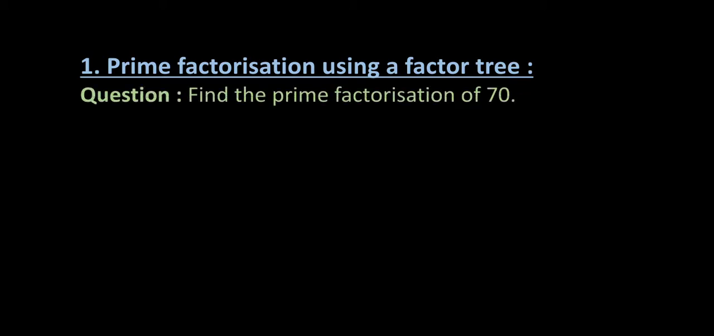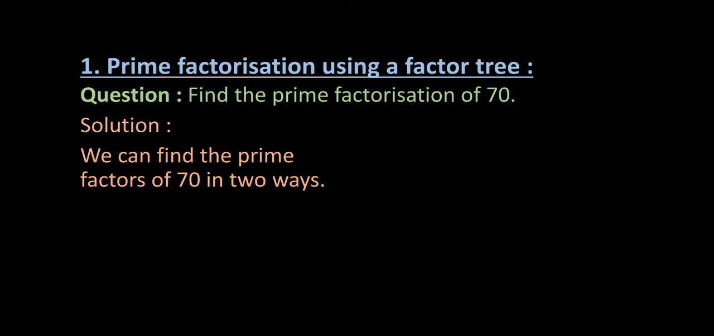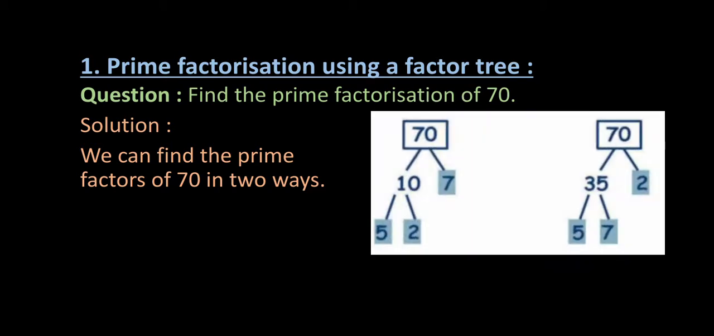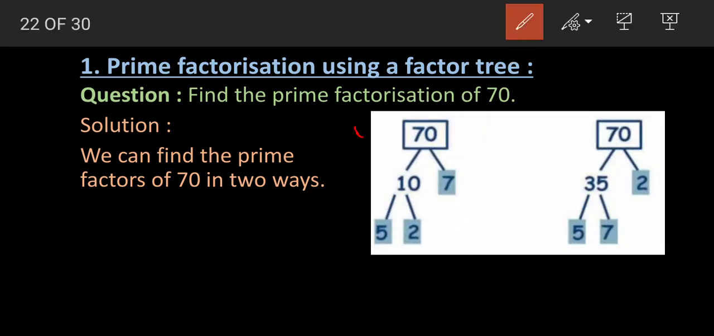Here is a question: find the prime factorization of 70. We have to use the factor tree method. So here is the solution. We can find the prime factors of 70 in two ways. Come to the first one. 70 can be written as the product of two numbers, 10 multiplied by 7. Here 7 is a prime number, so leave that one and convert 10 into a product of prime numbers. So 10 can be written as 2 multiplied by 5, or we can say 5 multiplied by 2.